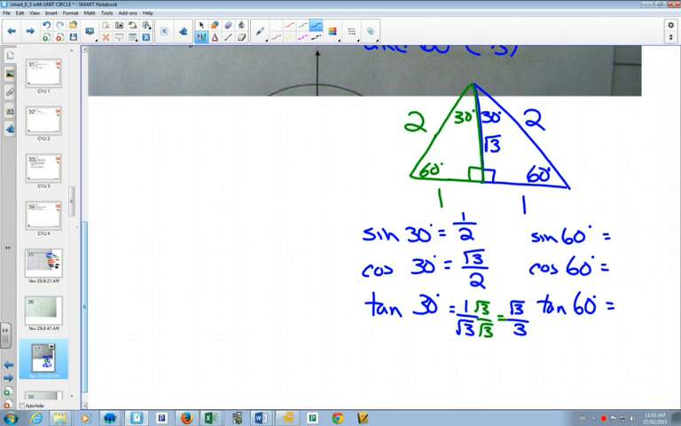And similarly, you could do the same thing for sine of 60, get root 3 over 2. Cos of 60, 1 over 2, and tan of 60 would be root 3 over 1, which we'll just write as root 3. So this special triangle will allow us to fill in everything on the next two parts of the circle.